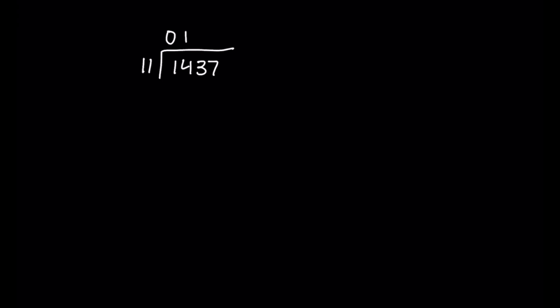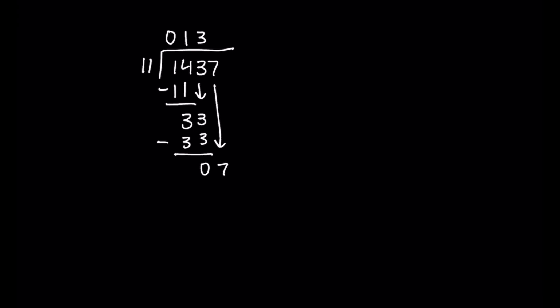11 goes into 14 1 time. 1 times 11 is 11. So we subtract 14 minus 11. 14 minus 11 is 3, and then we move the next digit down. Now we repeat the steps. How many times does 11 go into 33? 11 goes into 33 3 times. So we subtract, and we get 0. Now we move the next digit down.